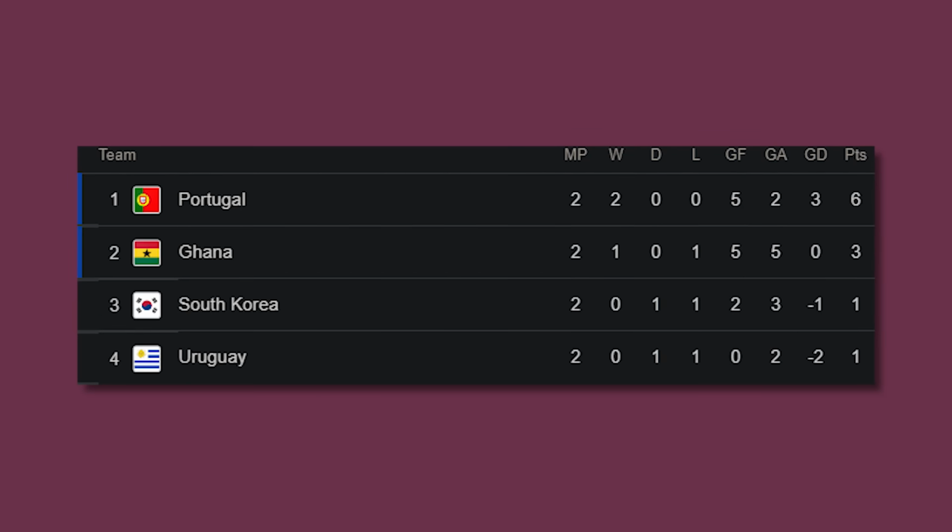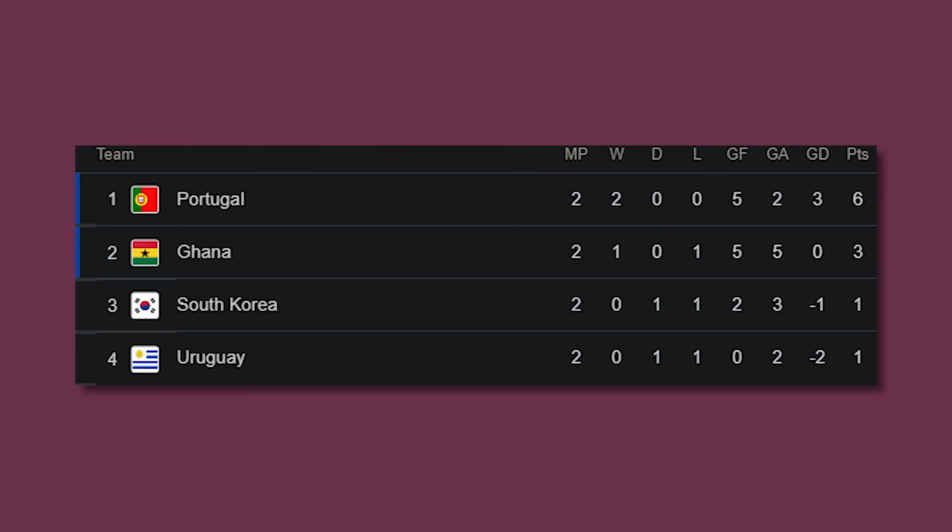Ghana is second and will play Uruguay in their last game, and we all know what happened last time they played. If Ghana win, though, they're in. If Uruguay wins, however, they're more than likely in. However, they are one of the 3 teams that still has yet to score a goal.